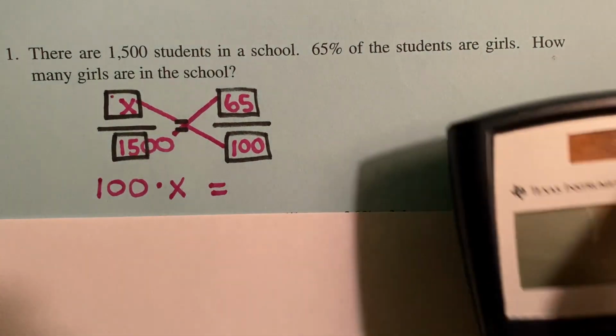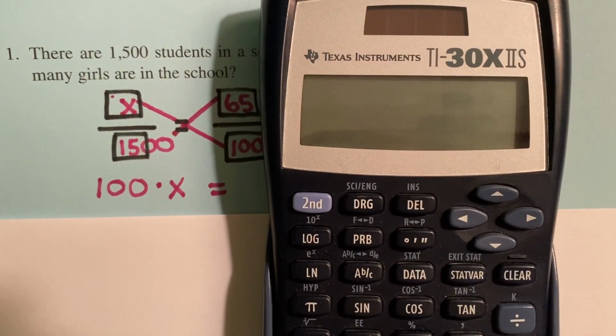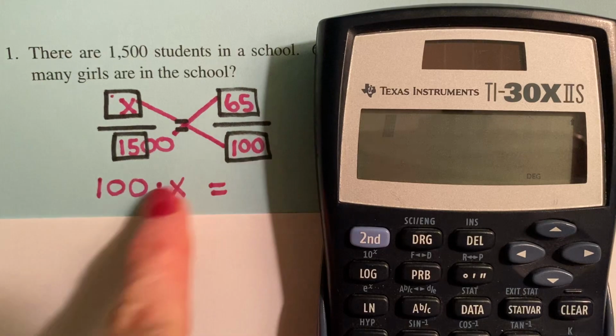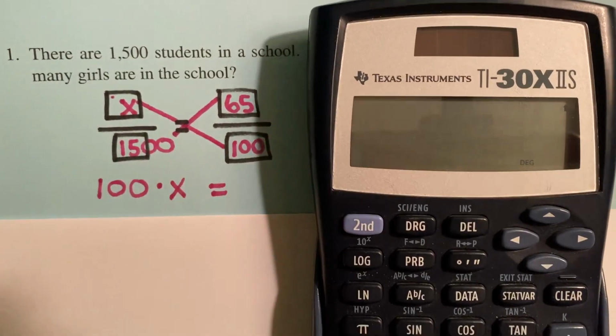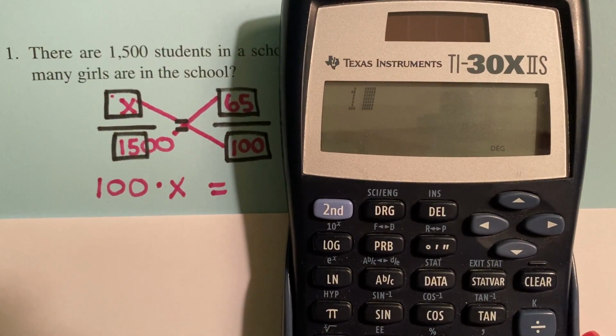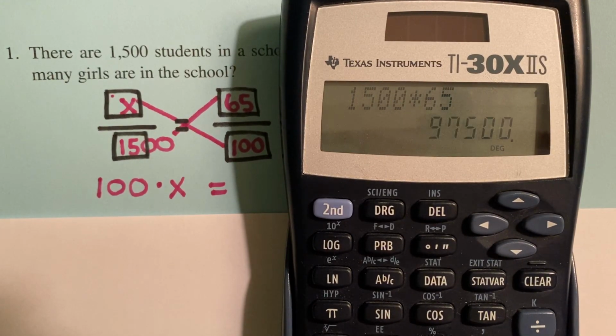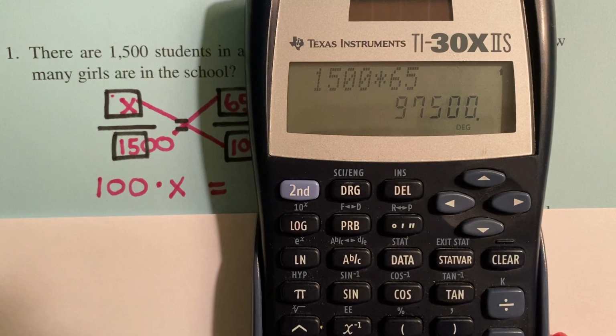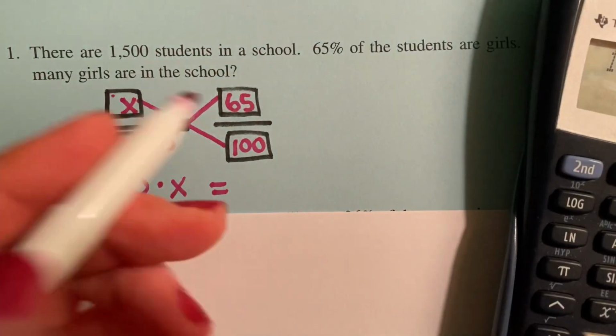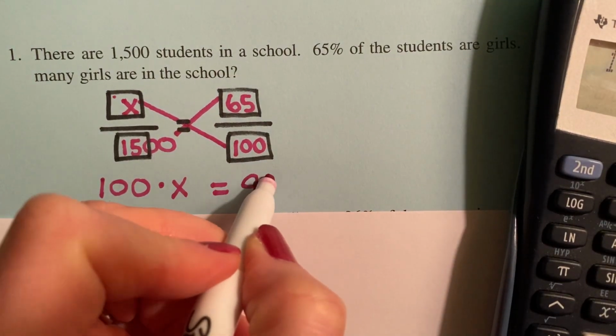Now I did grab my calculator here, and you should too, because these numbers, even though I know you could do it, are getting a little bit big. So I'm going to take 1,500 times 65. And that looks to be 97,500.